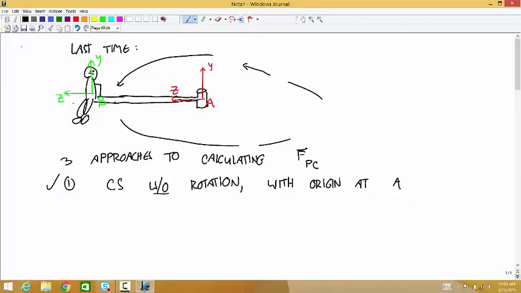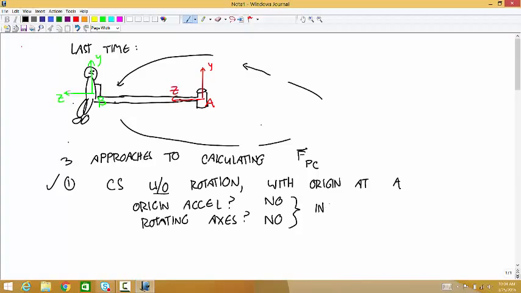Okay, so what are the two possible ways a coordinate system can be non-inertial? Origin accelerating or rotating axes. Okay, so this first way of doing it, was the origin accelerating? No. Were the axes rotating? This is the one where the astronaut's screaming by once every rotation. So no, no, and so this is an inertial coordinate system. And so all we had to do was calculate the observed acceleration. The observed acceleration is the true acceleration, and that's it.